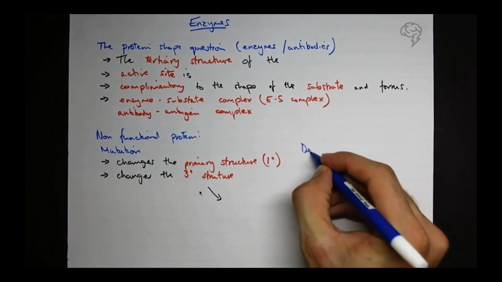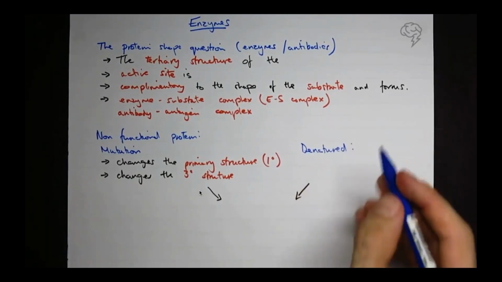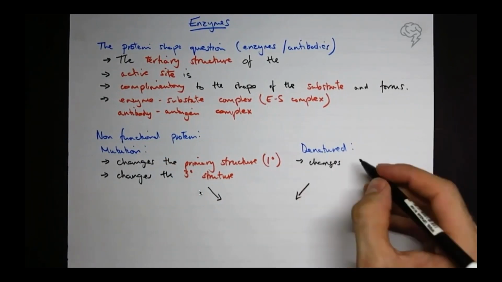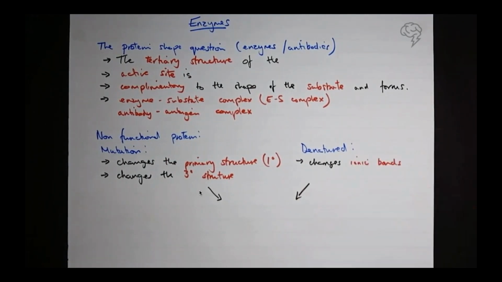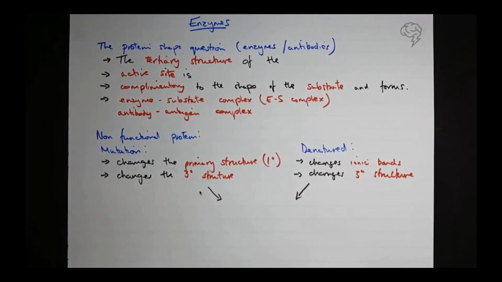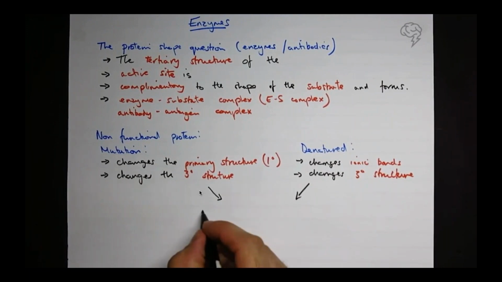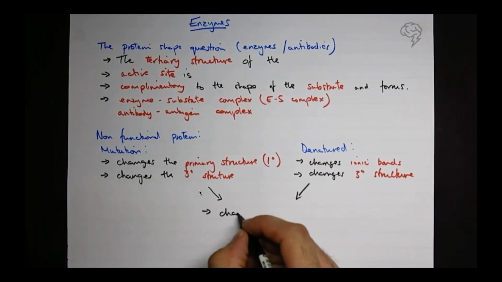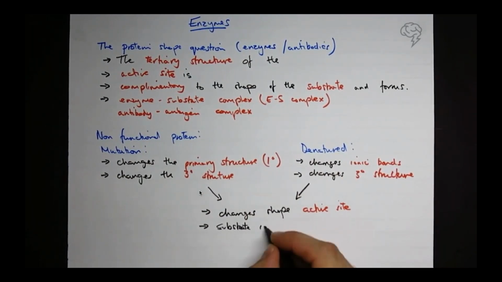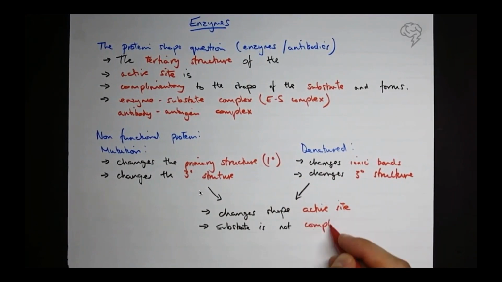So, if the enzyme is denatured, remember that's the temperature causes the molecules to vibrate so much it changes the internal bonding. So this changes the ionic bonds, which changes the tertiary structure. Now, both of these things, we've now changed the tertiary structure, so now we can continue both in the same. This changes the shape of the active site. Now we can see a pattern emerging. We've changed the shape of the active site. The substrate, excuse my handwriting, the substrate is not complementary anymore.